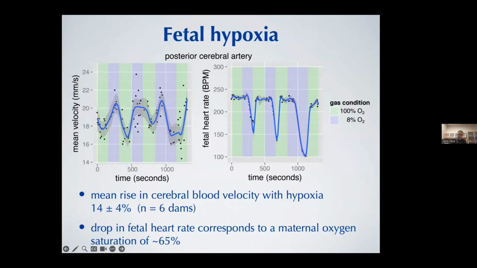And this corresponds to a drop in fetal heart rate. So you initially have a regime where it begins to compensate and then it can no longer compensate. And this appears to correspond to the saturation of the maternal blood. So as you put the pregnant dam under hypoxic conditions, the oxygen saturation drops, and then there's some threshold below which the amount of oxygen reaching the fetus is so low that it changes strategy and stops trying to compensate.